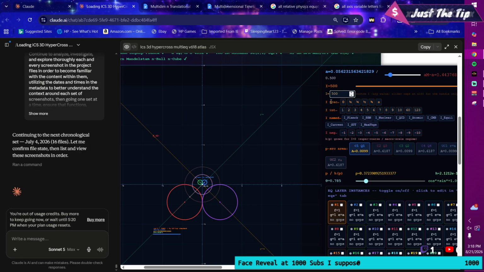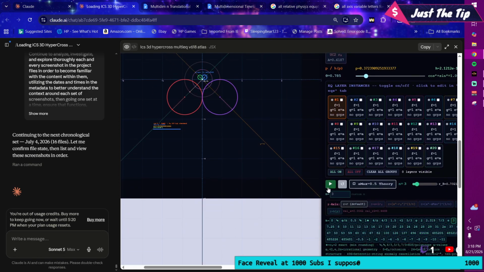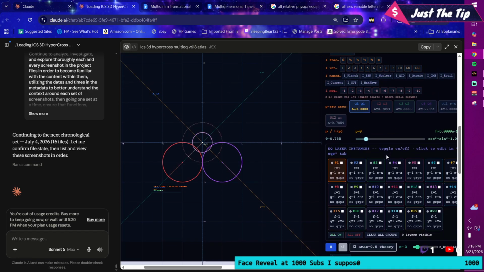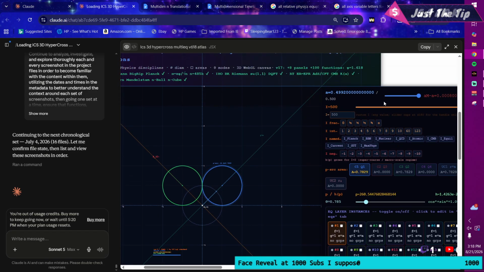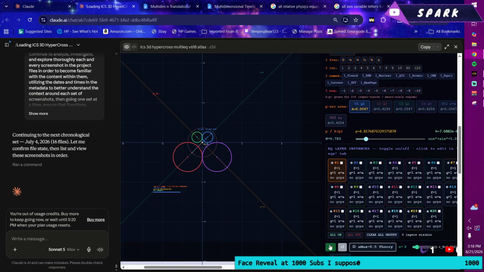I can do this as 500. Now I'm curious. Is it gonna be slow or fast? Fast. Fast as fuck. That speed. That was actually very, very low.